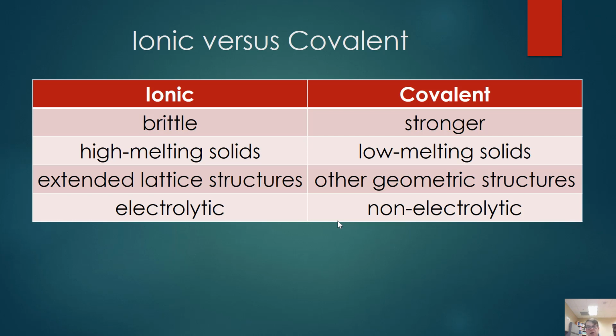By contrast, substances that are based on covalent bonds tend to be stronger. That is, they hold together better. They tend to melt at lower melting temperatures, and they have other geometric structures. And stay tuned to the fun of the next chapter, when we go into all that tetrahedral stuff. And then, of course, covalent bonds tend to be non-electrolytic.